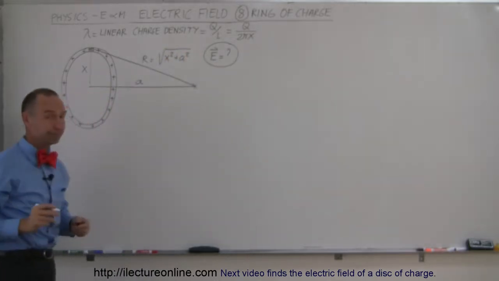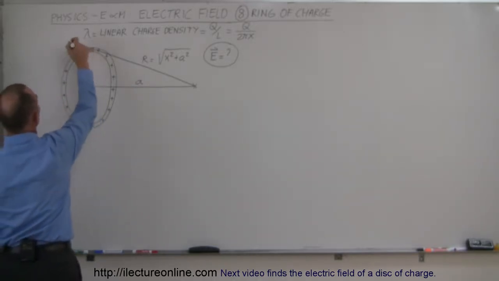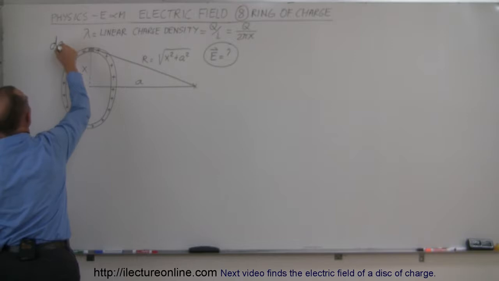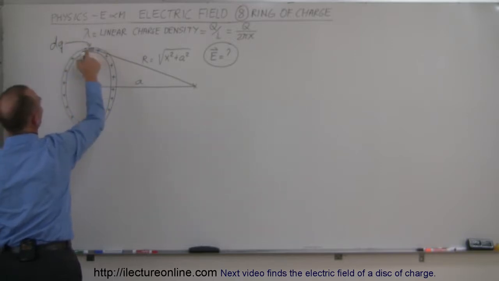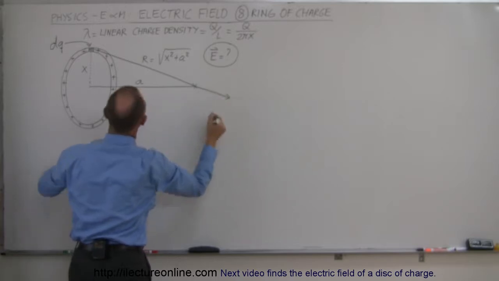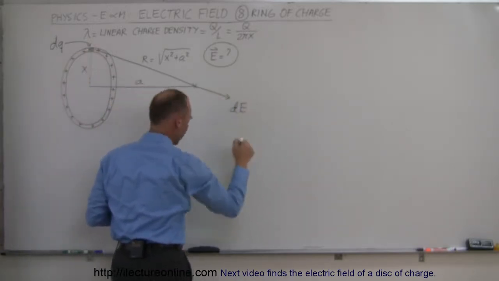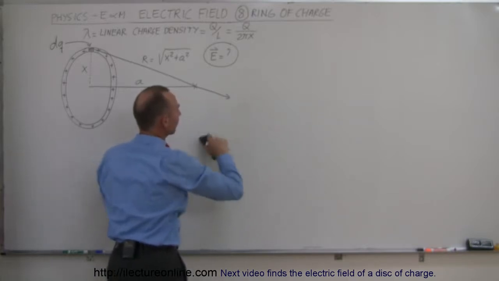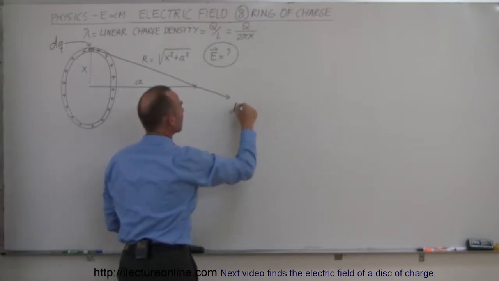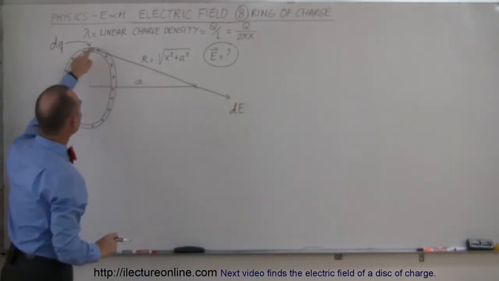All right, now, if I take a small little segment right there and say that little segment will contain a certain amount of dq on it, and of course then we'll have an electric field right here in this direction caused by the small amount of dq, and therefore the electric field will be equal to dE. That would be the strength of the electric field in this direction caused by the small little dq.